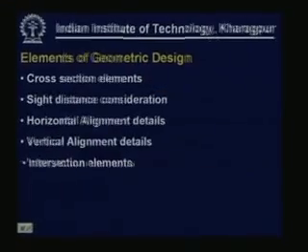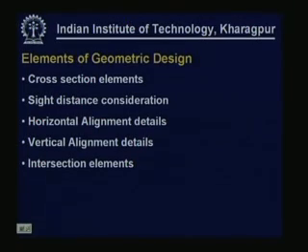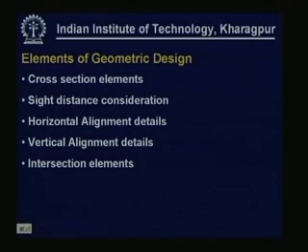Let us look at the elements. We will discuss in detail about each of these elements subsequently. Here the purpose is just to have an idea about the broad elements that are addressed in the geometric design. Cross section elements, obviously what we see, the blacktop surface and the other elements on both sides. Sight distance consideration, visibility or the clear distance of the road ahead.